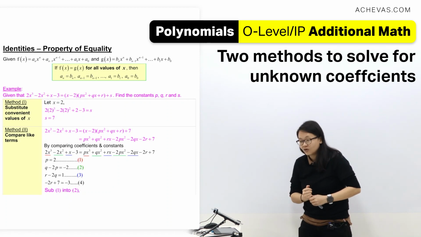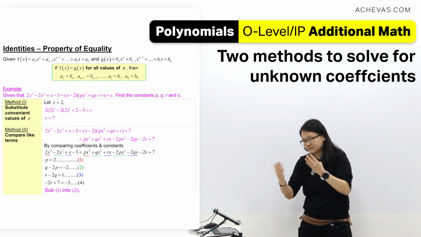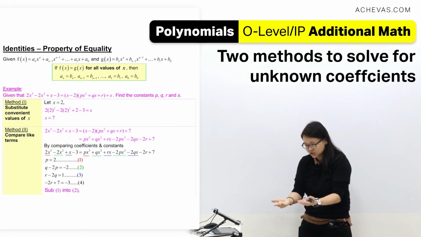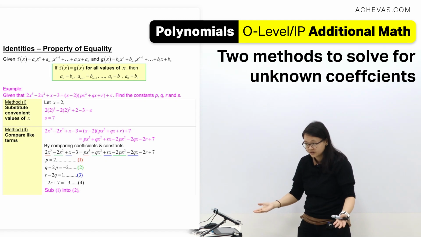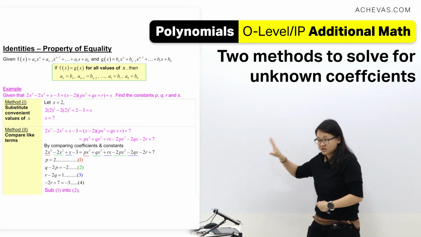You actually done this one before. It's just that polynomial will have more terms. So you can compare maybe constant with constant, x with x, x squared, x cubed, and so on. Okay. And another thing is that you actually can mix and match the method.